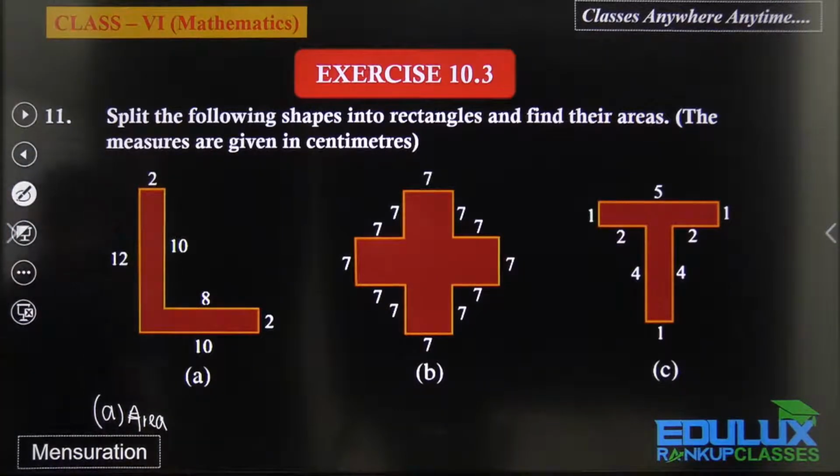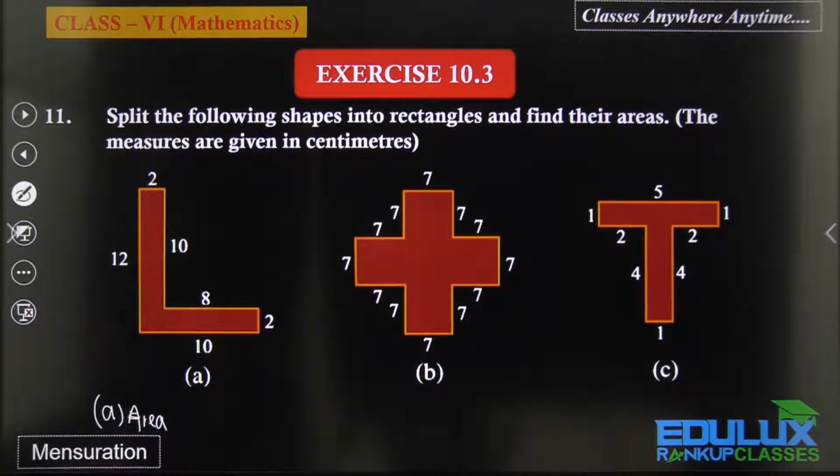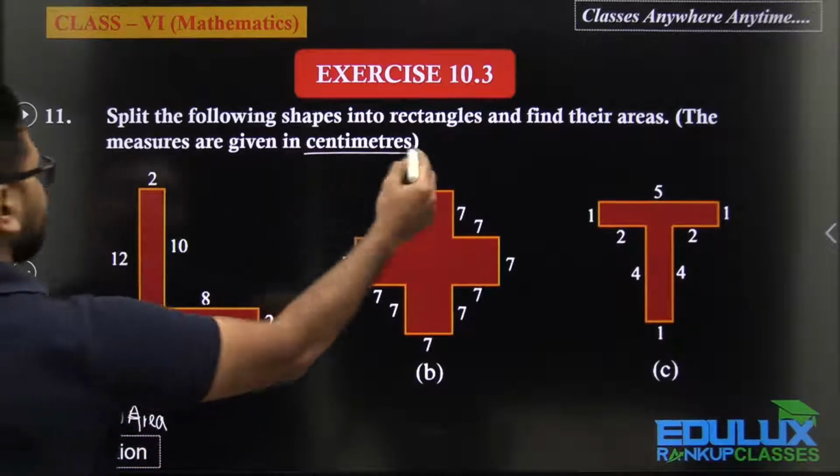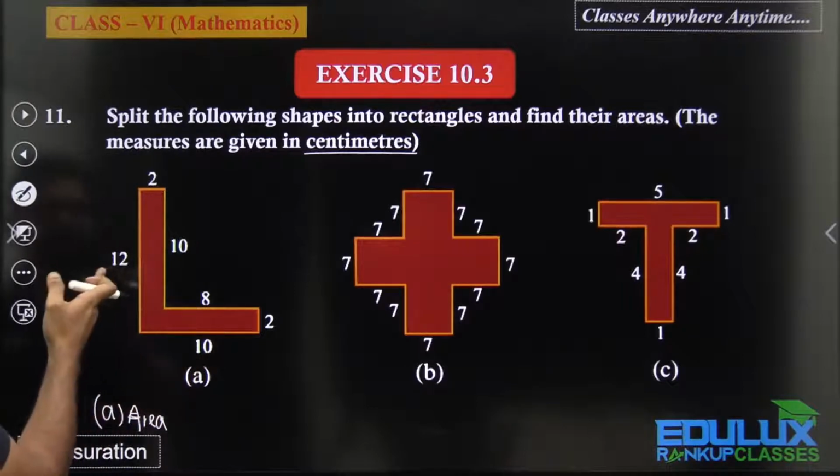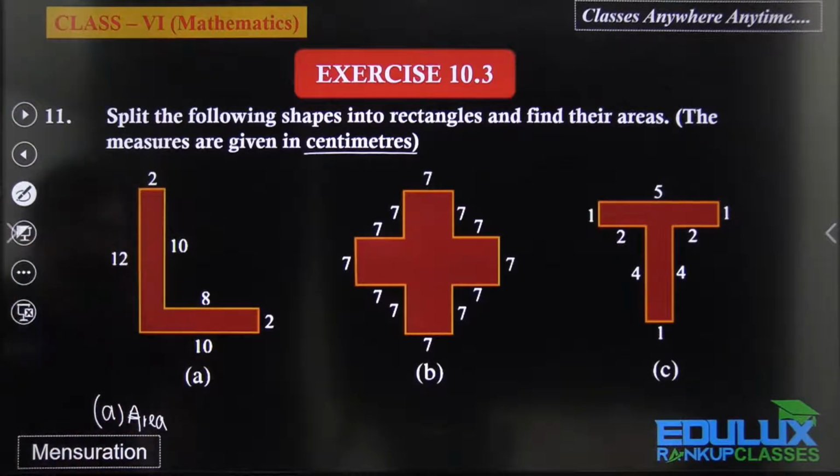Tell me. As you know, how we can divide these figures into rectangles and then find the area and then add up the area to get the required area of the complete figure. Now tell me, what is the area of this first figure? The area enclosed by this shape L is how much? Dimensions are given in centimeters. You can see these dimensions are in centimeters, so nothing to worry about. This is 10 centimeter, 12 centimeter, 10, 8, 2 centimeters.